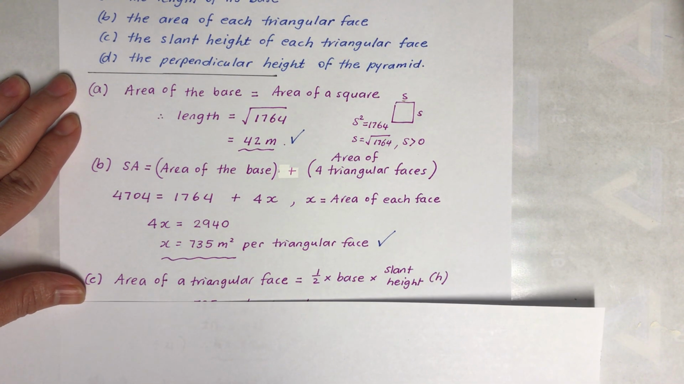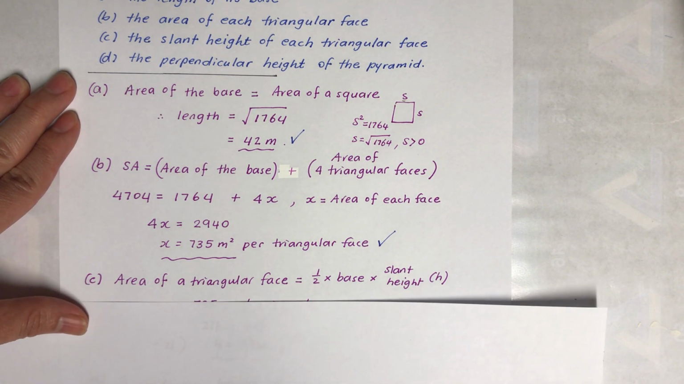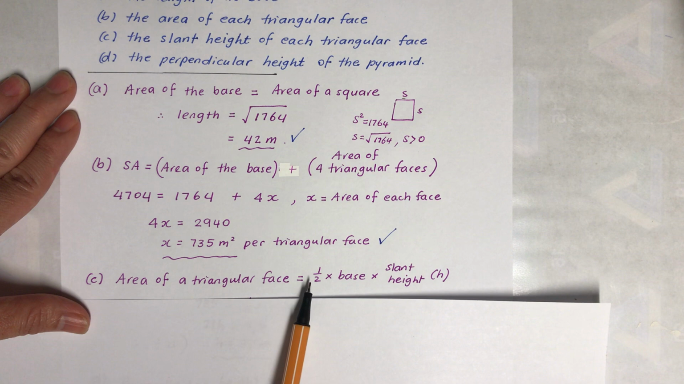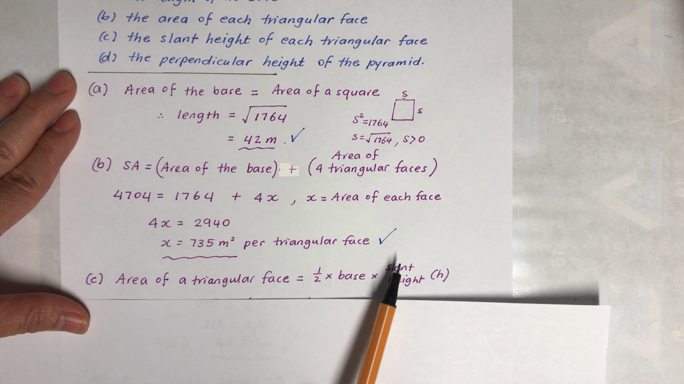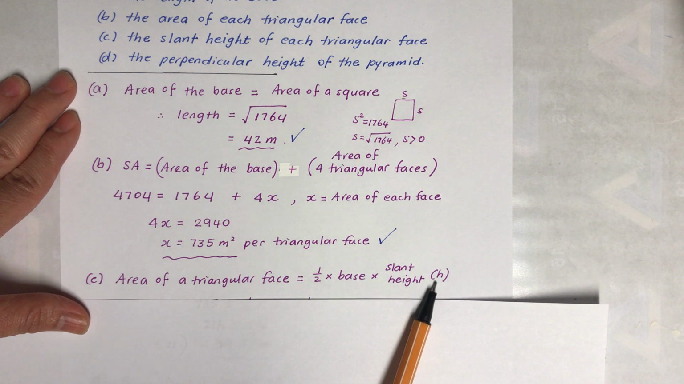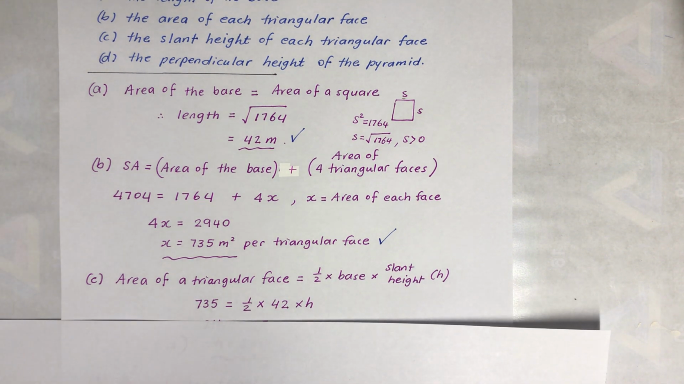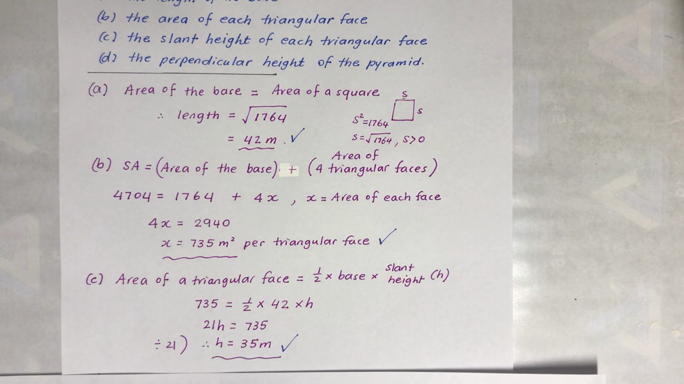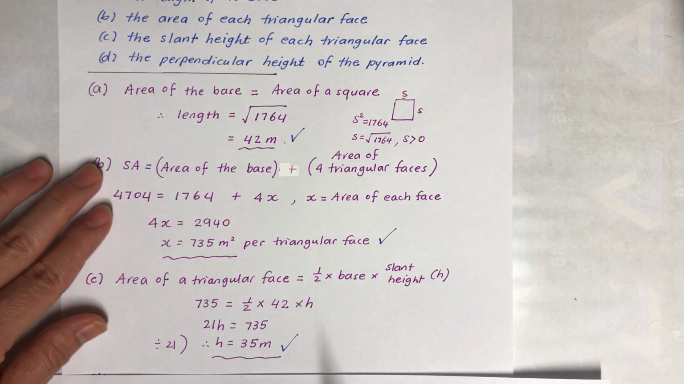Part C says the slant height of each triangular face. Okay, slant height. So let's have a look. The area of a triangular face, which we just got from the previous question, equals half times base times slant height. I'm just going to call it h, so I can simplify that. It'll be 735 equals half times the base, which was 42. We found that length from part A of the base, which is a square, is 42, times the height. And what's a half of 42? 21h equals 735, so h is 735 divided by 21. It'll be 35 meters.